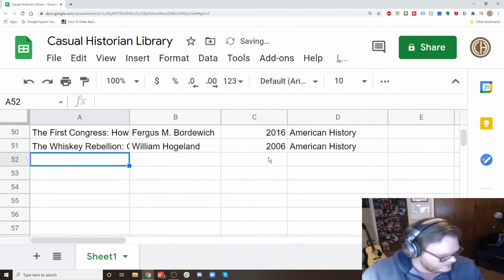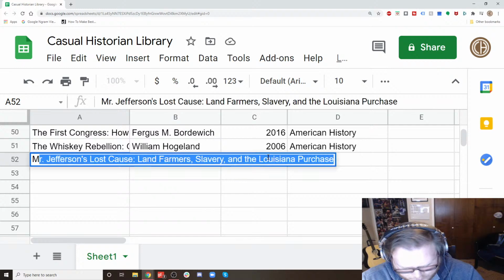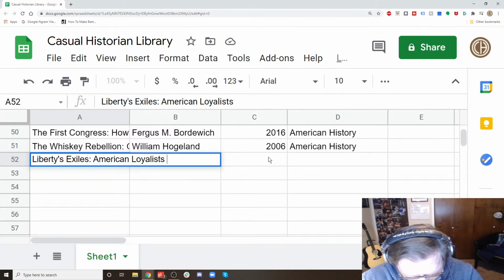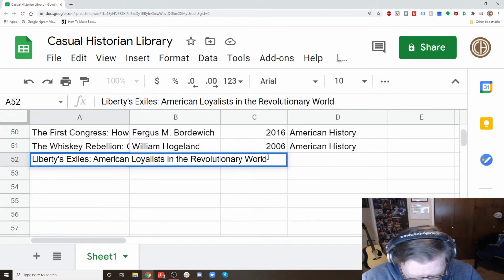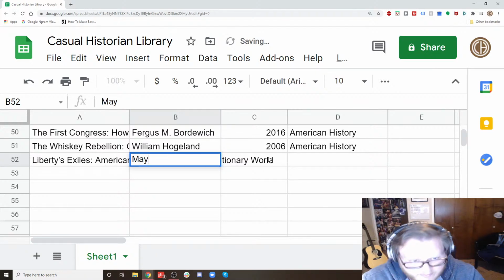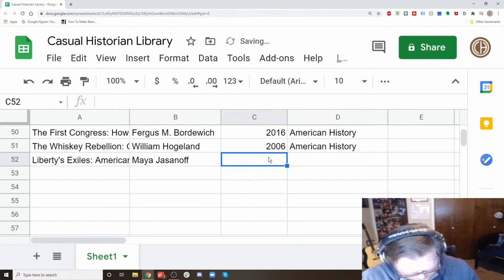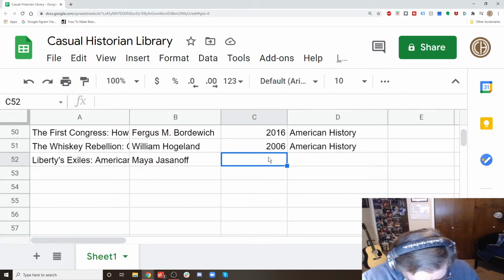American history. And ooh, I like this one. Liberty's Exiles: American Loyalists in the Revolutionary World, by Maya Jasanoff. (2011).